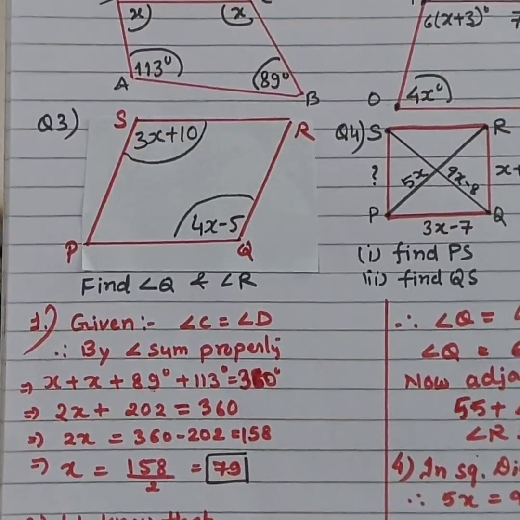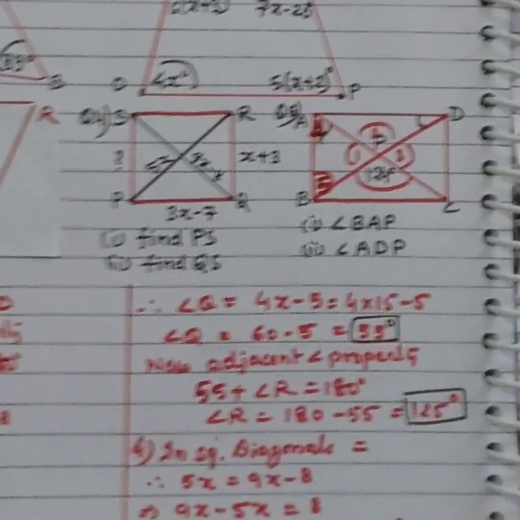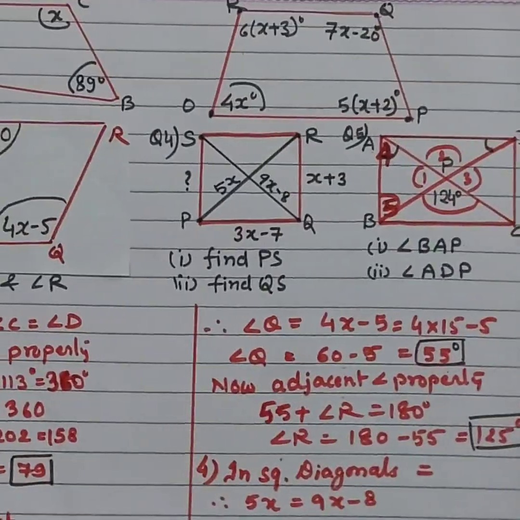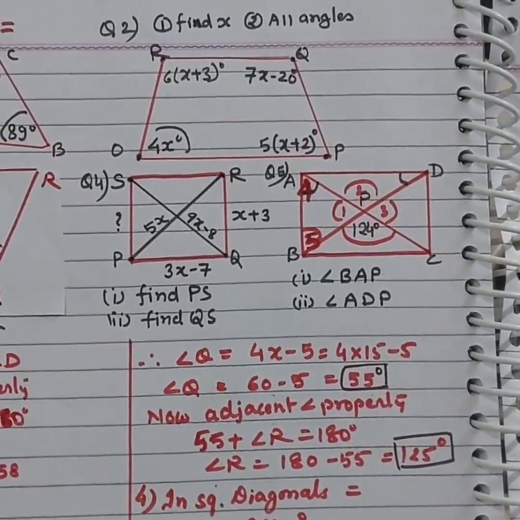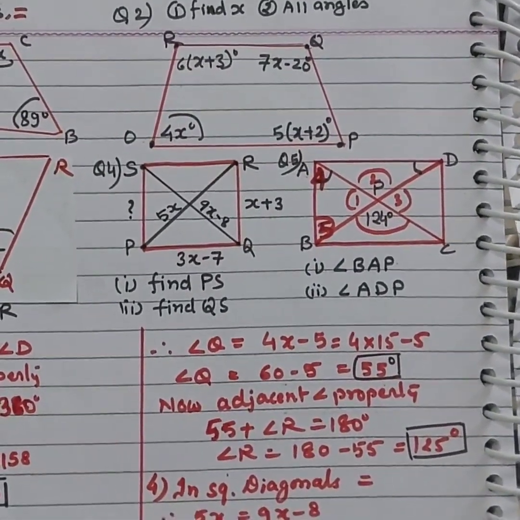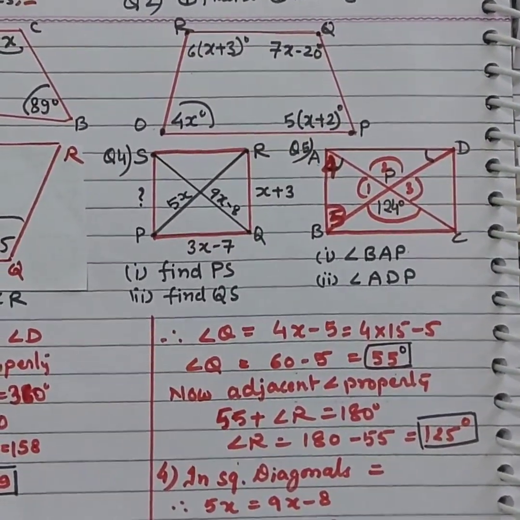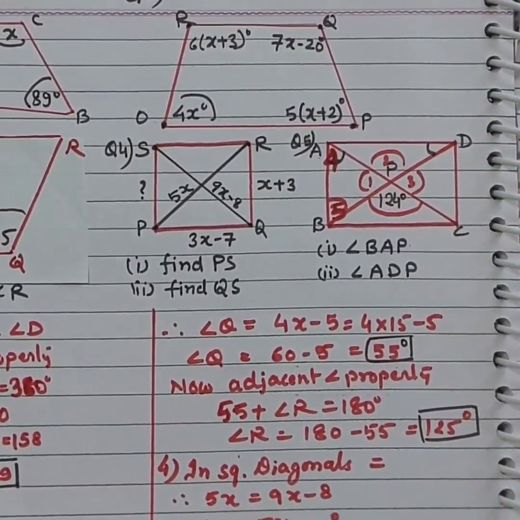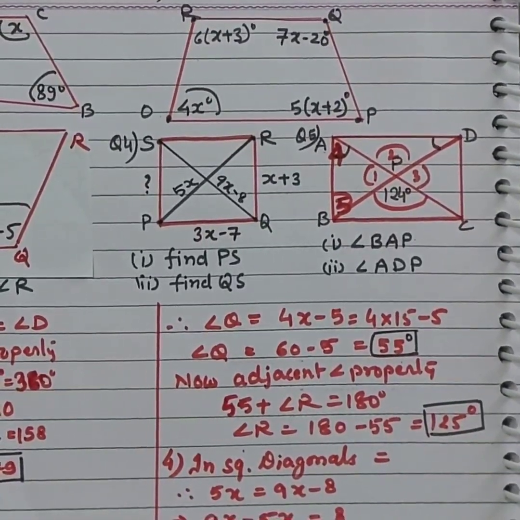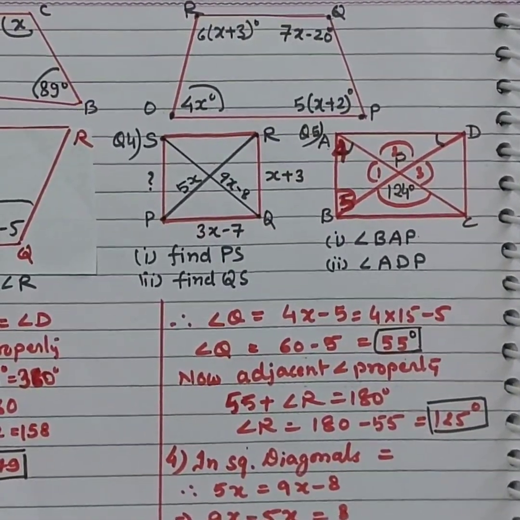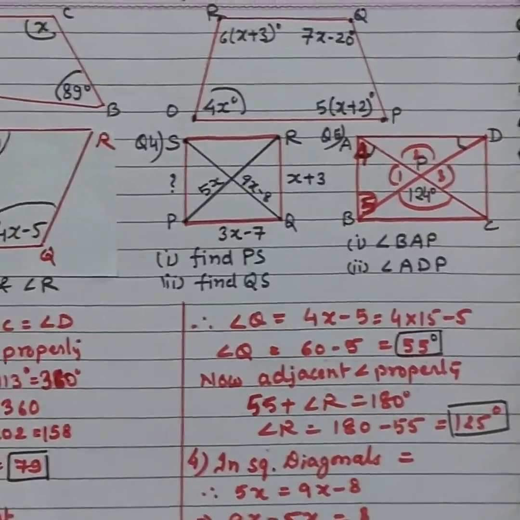Now the second figure. Find x and all angles. All four angles are given, and we have already discussed this. So 6x plus 3 degrees, 7x minus 20, 4x and 5x plus 2 degrees. These are the four angles. They can be in numbers also, and right now they are in algebraic form.